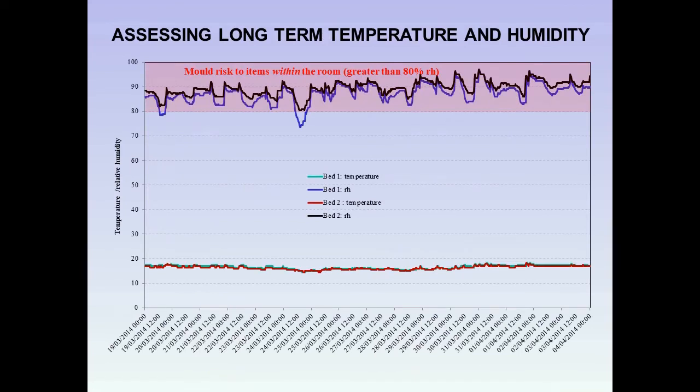We can use them quite simply to assess the long-term temperature and humidity. And in this case, note that humidities over 80% lead us to a mould risk to items within the room. And we'll be dealing with this under mould growths.